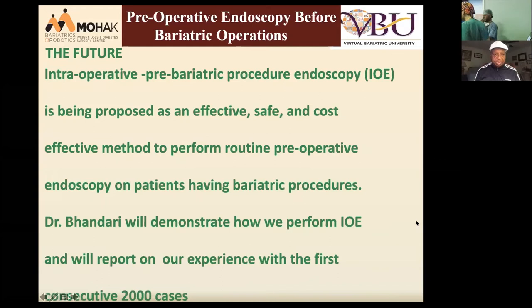So what's there for the future? Today, we are going to have Dr. Bhandari show how to do a pre-op endoscopy. It is called an intraoperative pre-bariatric procedure endoscopy, which is done in the operating room at the same time when the patient is having the bariatric surgery. It is found to be effective, safe, cost-effective, and establishes a baseline for us to monitor the patient's post-op.